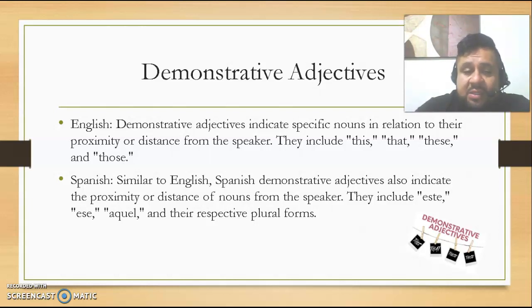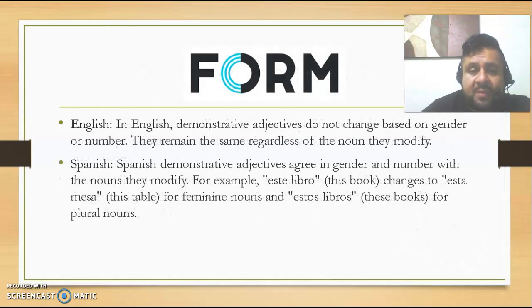In Spanish, similar to English, demonstrative adjectives also indicate the proximity or distance of nouns from the speaker. They include este, ese, aquel, and their respective plural forms. We continue with the form, in English and in Spanish.